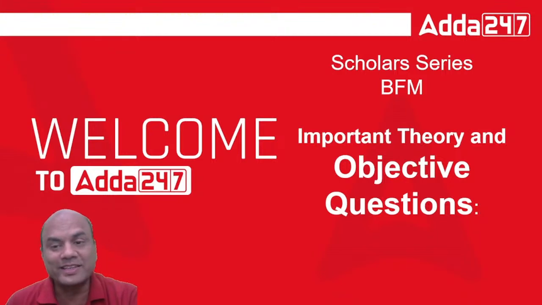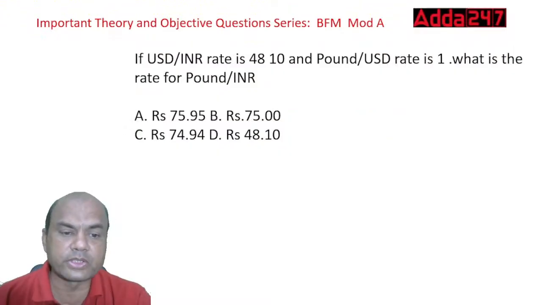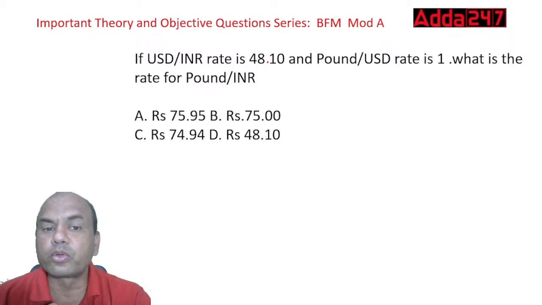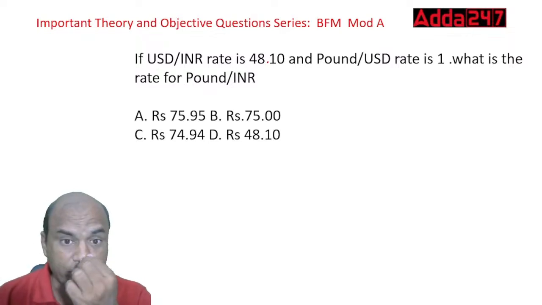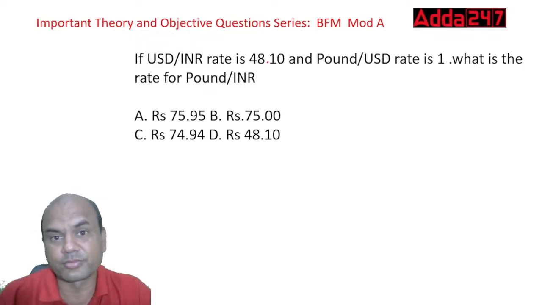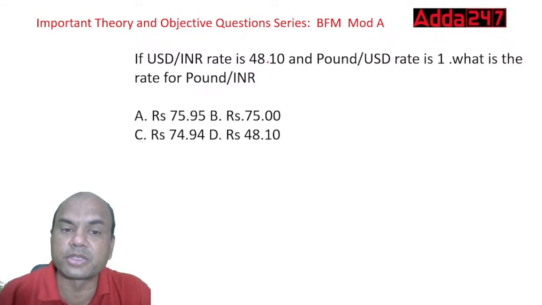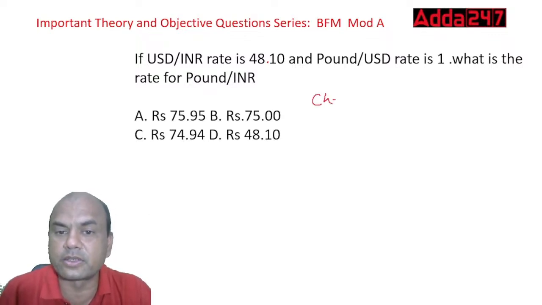Okay, let's start. If the USD to INR rate is given as 48.10 and the pound to USD rate is given as 1, what is the rate of pound to INR? Now, what is to be used? Over here, we'll be using the chain rule. What is the chain rule?